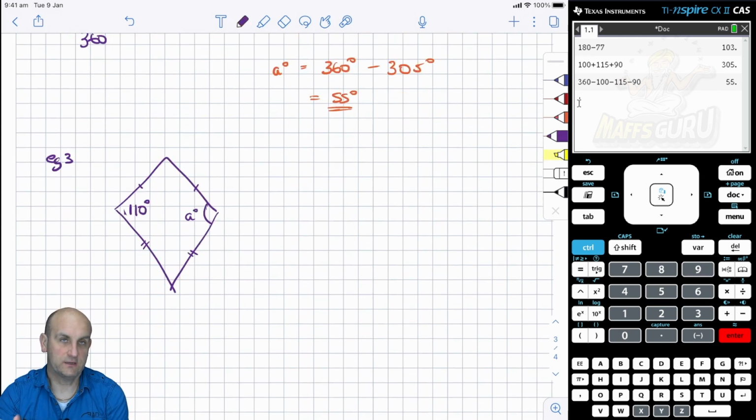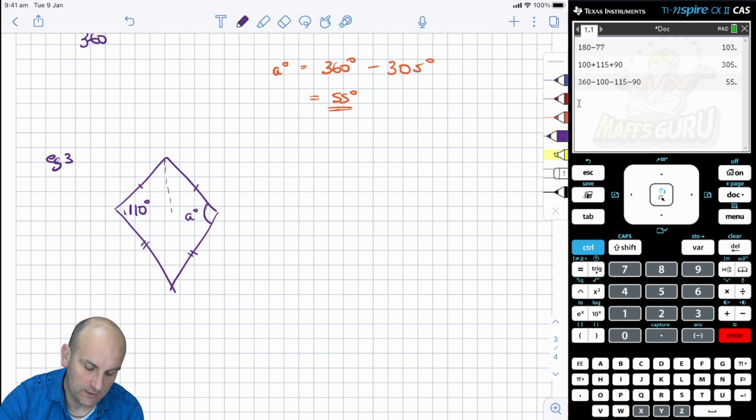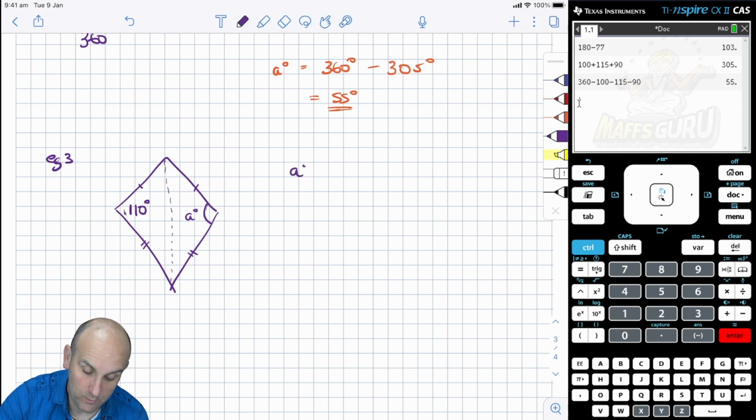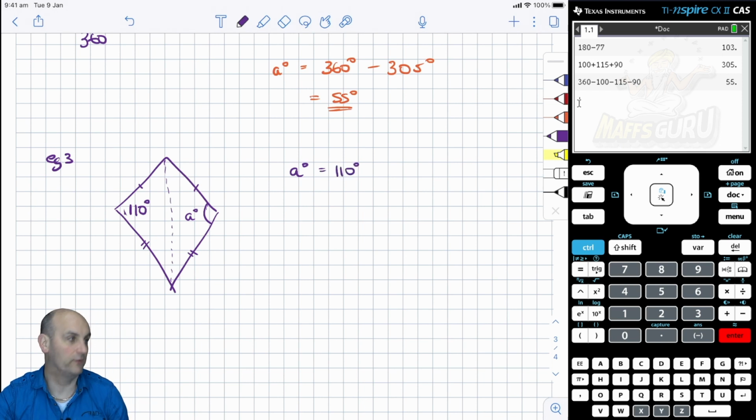And one last example, let's look at a kite. All right, so again, what do we know about the rules of a kite? It's the opposite sides that are the same. And again, the way I tend to do that is I always draw the dotted line down the longest, just to make sure I know where my two triangles are. So I now know there is no working out here whatsoever. I can just write angle A is equal to 110 degrees.